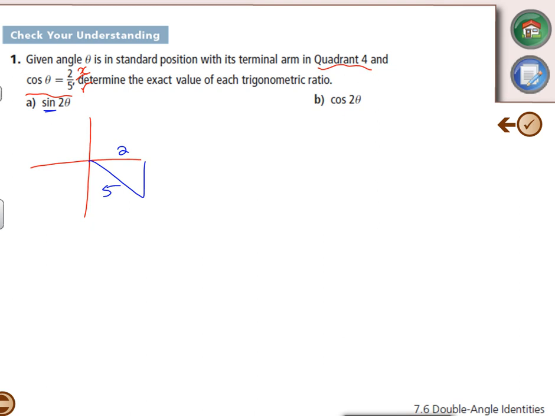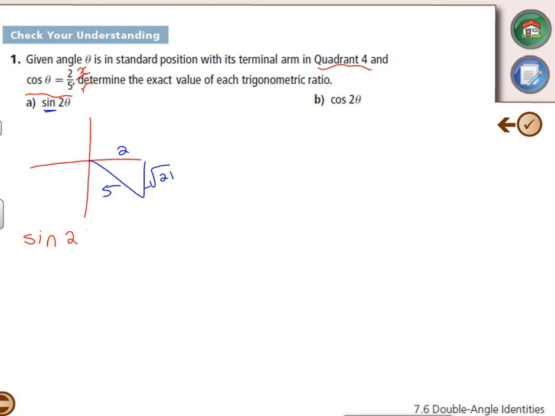Pythagorean theorem says 2 squared is 4, 5 squared, 25, 25 minus the 4, 21. Y is the square root of 21, negative. I'm not going to write it down. I just used mental math there. Okay, let's do our sine of 2 theta now.